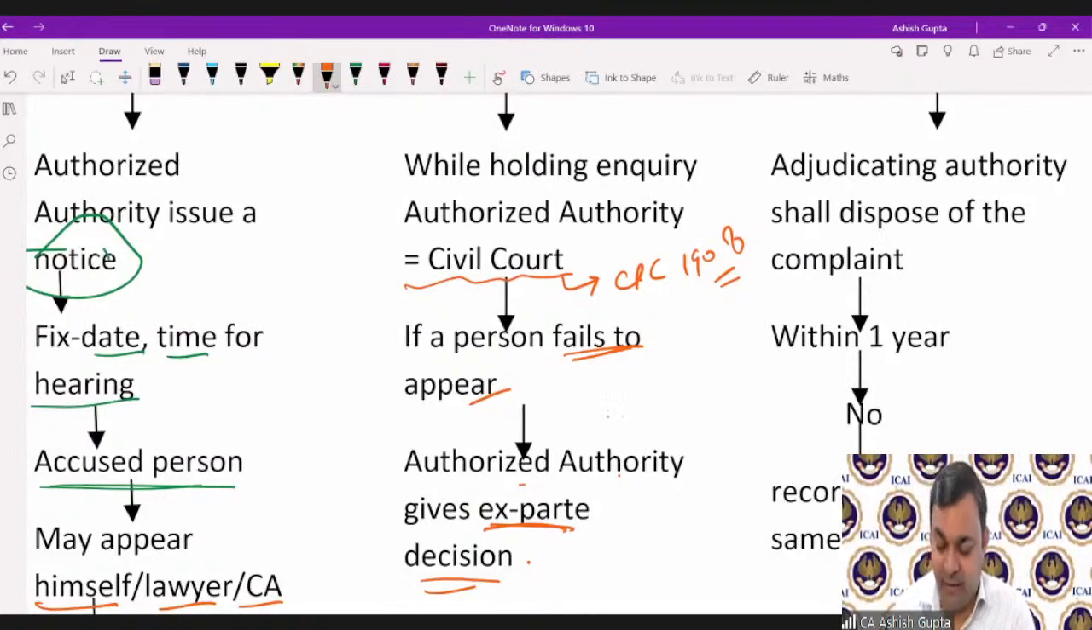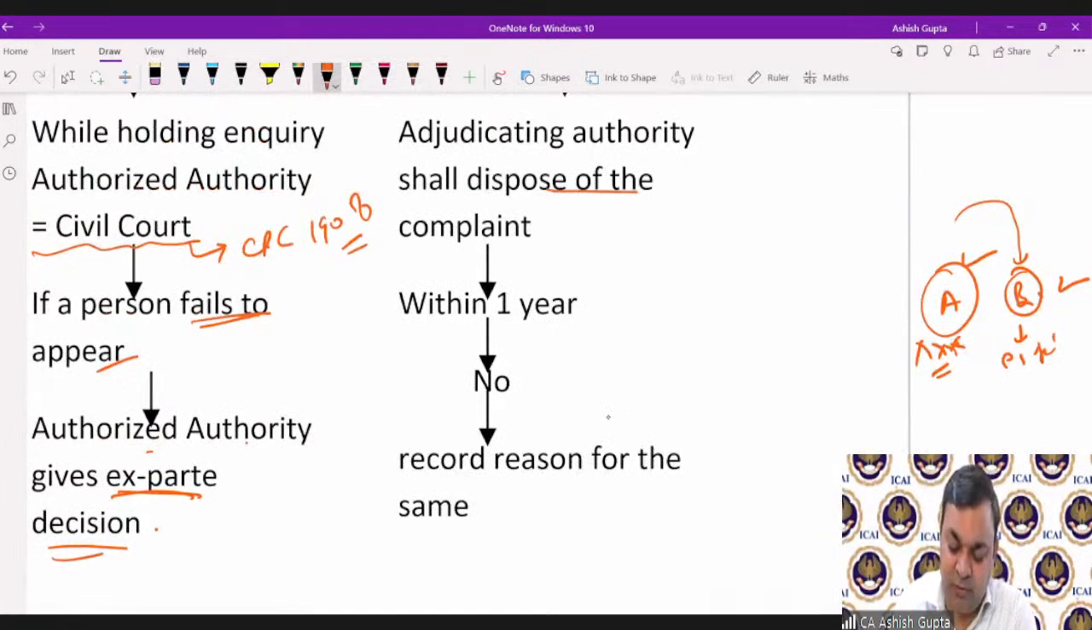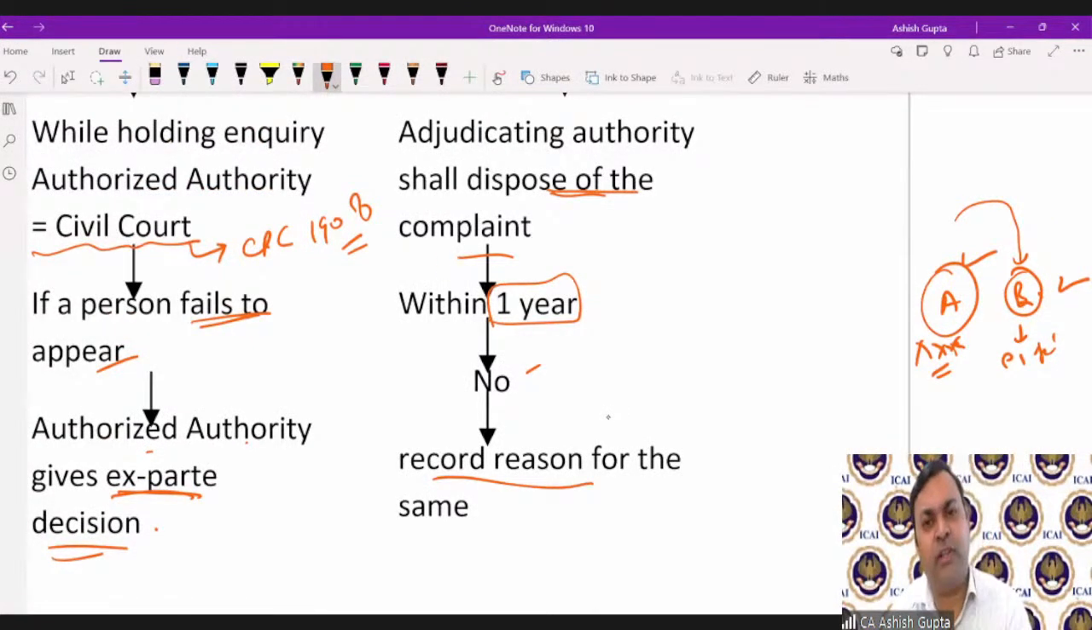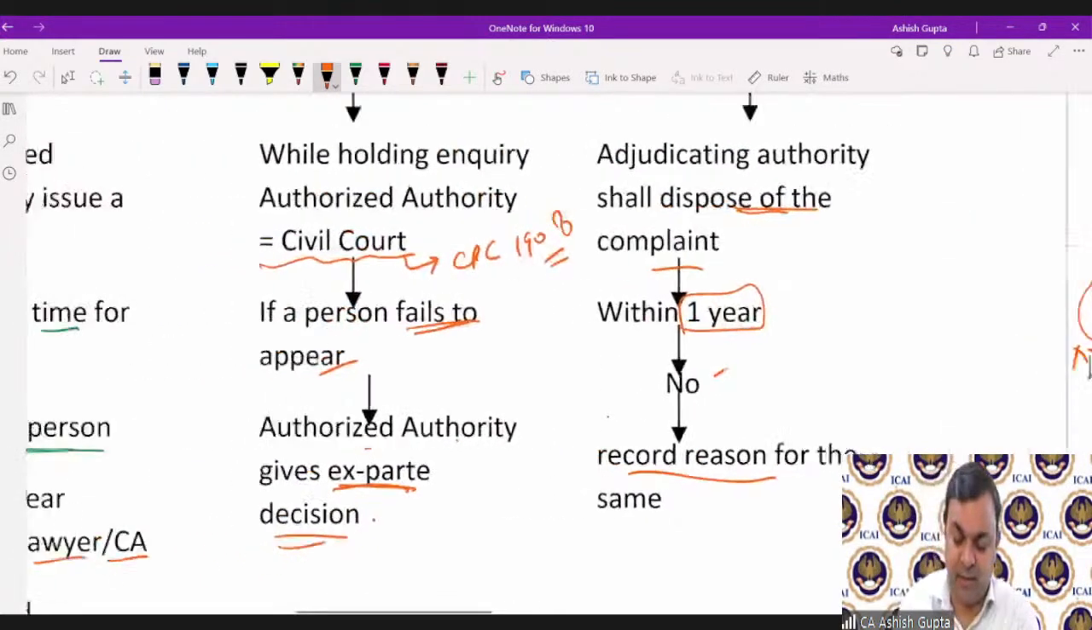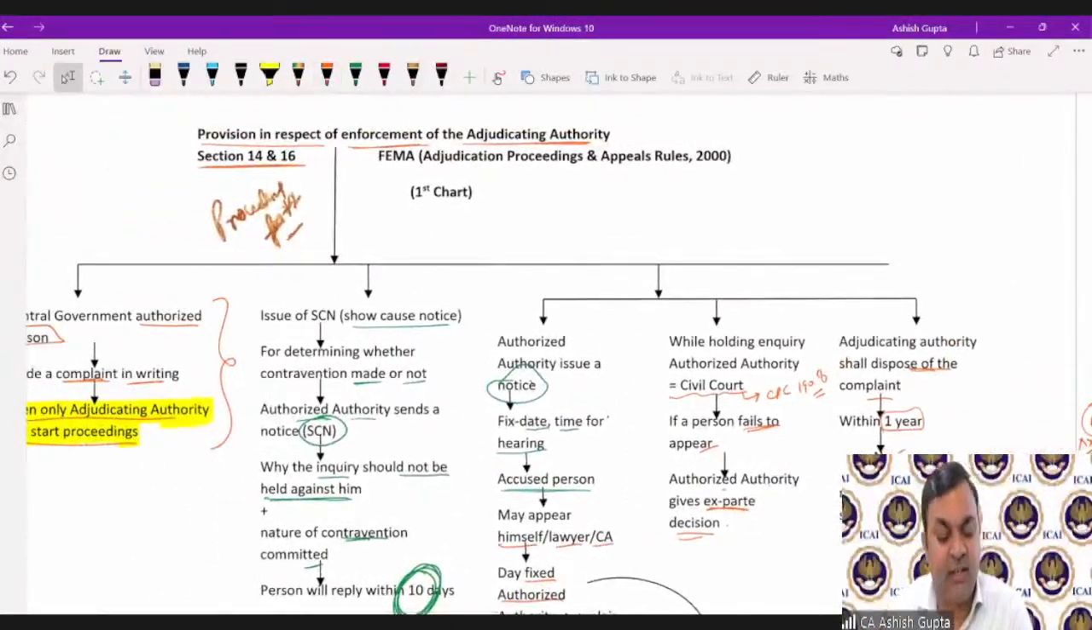It's not TY. Okay. The adjudicating authority will dispose of that complaint within 1 year. If they fail to dispose, then they need to record the reasons behind such failure. So that is section 14 and 16 procedure part, like what you will do when you issue show cause notice and all.